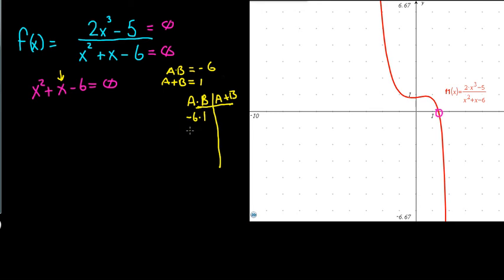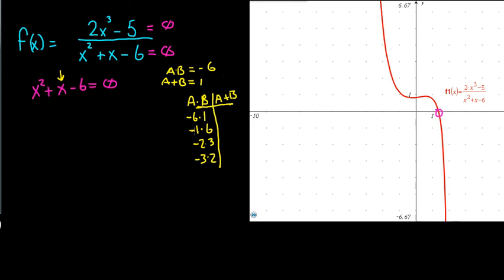A -1 times 6 is also going to give me a -6. A -2 times 3 is going to give me a -6, just like a -3 times a 2 is going to give me a -6. And then you look at these, and now you do your A plus B, so it's got to equal 1. So you say -6 plus 1 is going to give me a -5.